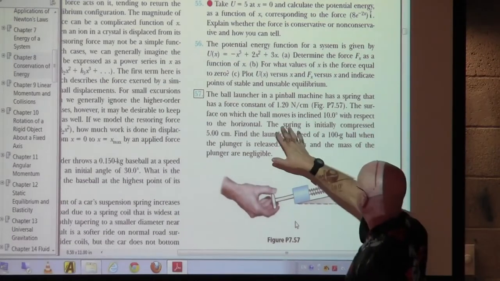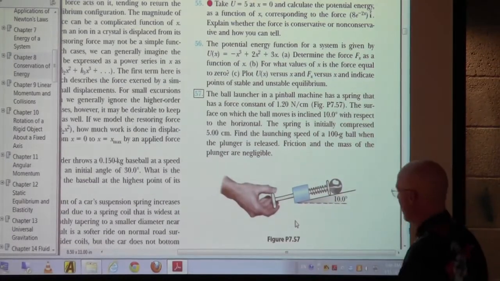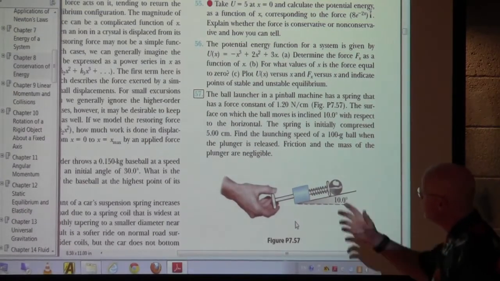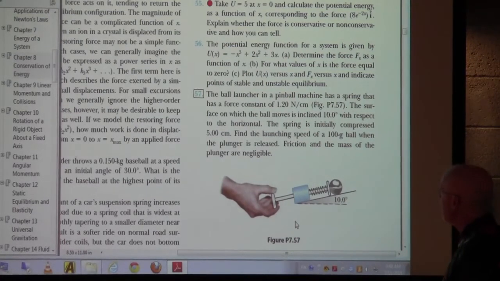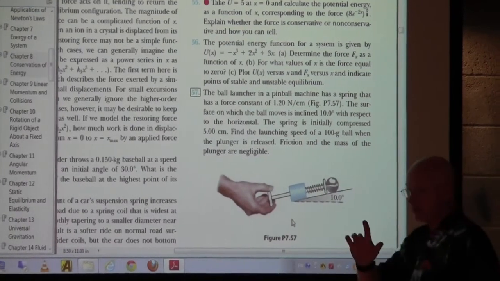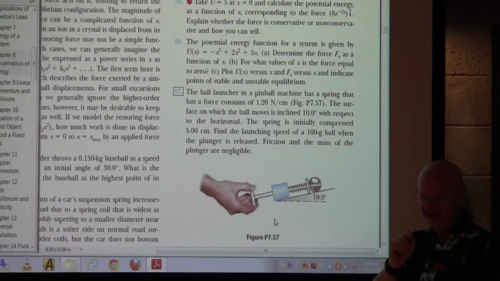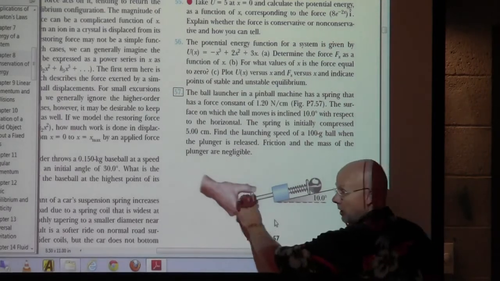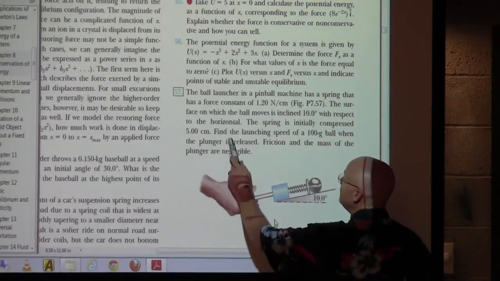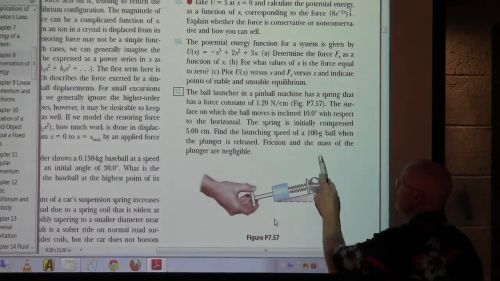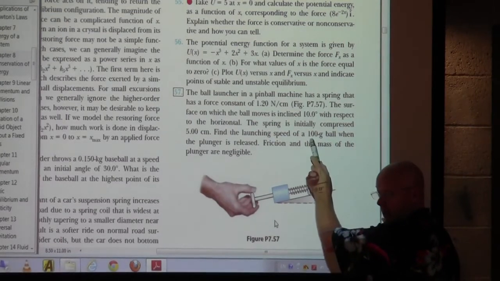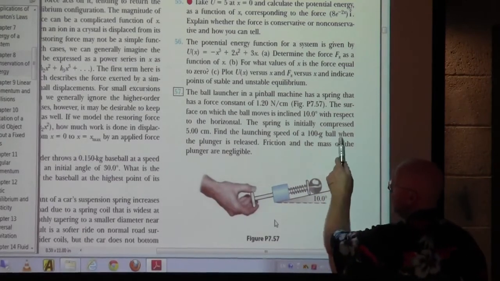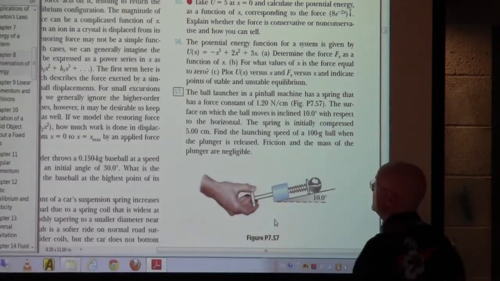It says the surface of the pinball machine is inclined at 10 degrees. So there it is, the surface of the pinball machine angling up at 10 degrees with respect to the horizontal. The spring is initially compressed 5 centimeters. Watch our units here. Basically, they're going to take your hand and pull back 5 centimeters. Find the launching speed of the 100 gram, not kilogram, so you have to be careful there, the 100 gram ball when the plunger is released.